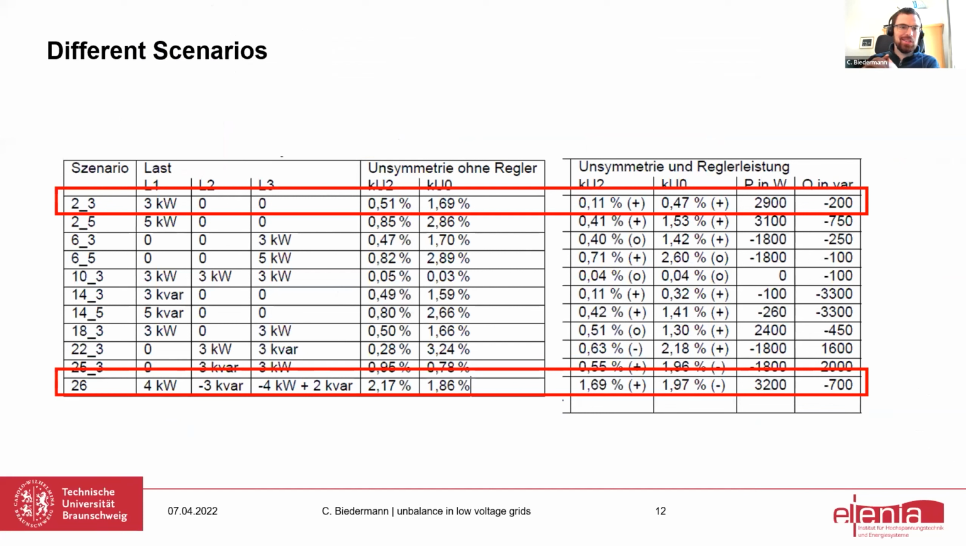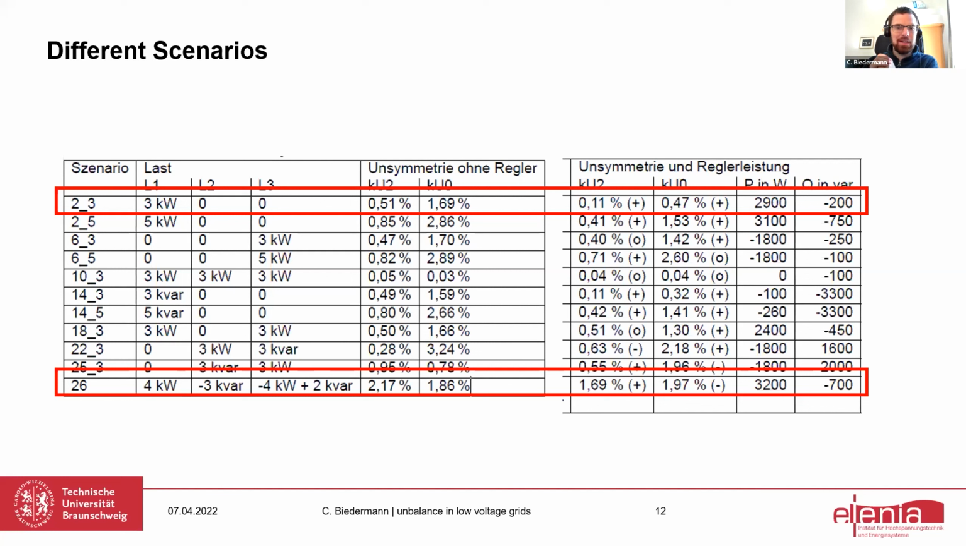As you can see on 2, it was only a 0.5% unbalance factor, the same as in the grid. But if we do 2 minus 5, it's like 0.8, like Christmas Eve. And if we add a lot more load and reactive power, we can go to 2%, and then we are over the limit.